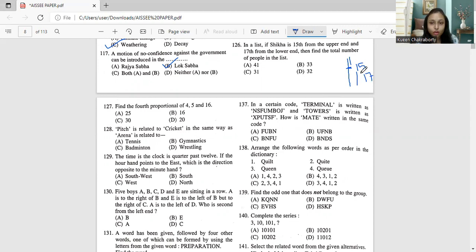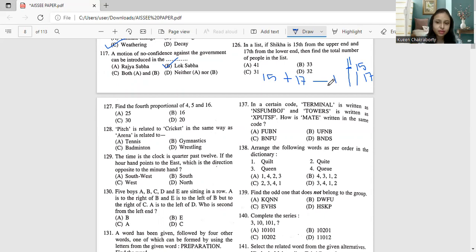The basic formula to find the total number of people in the list is 15 plus 17 minus 1. This is the formula that we will be applying. The 15th person is Shikha, and the 17th person is also Shikha, that is 15 from the upper end and 17 from the lower end. So both are the same person. We cannot count Shikha two times, right? This is why we are subtracting 1.